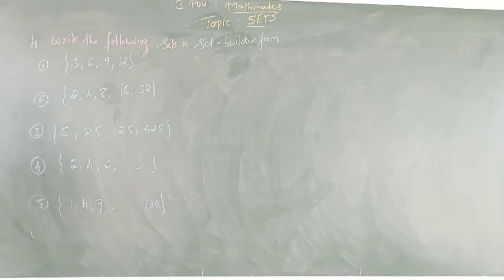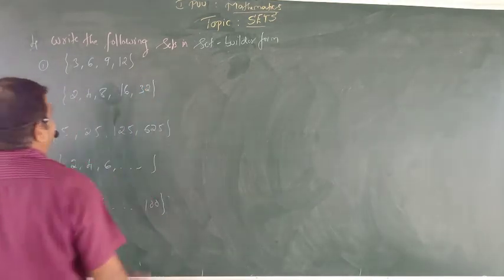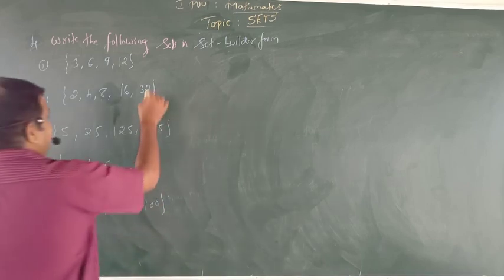So let us go for the next one. Write the following sets in set builder form. The first one is given: 3, 6, 9 and 12. So 3, 6, 9 and 12 means that these should be multiples of 3. I can go like this.